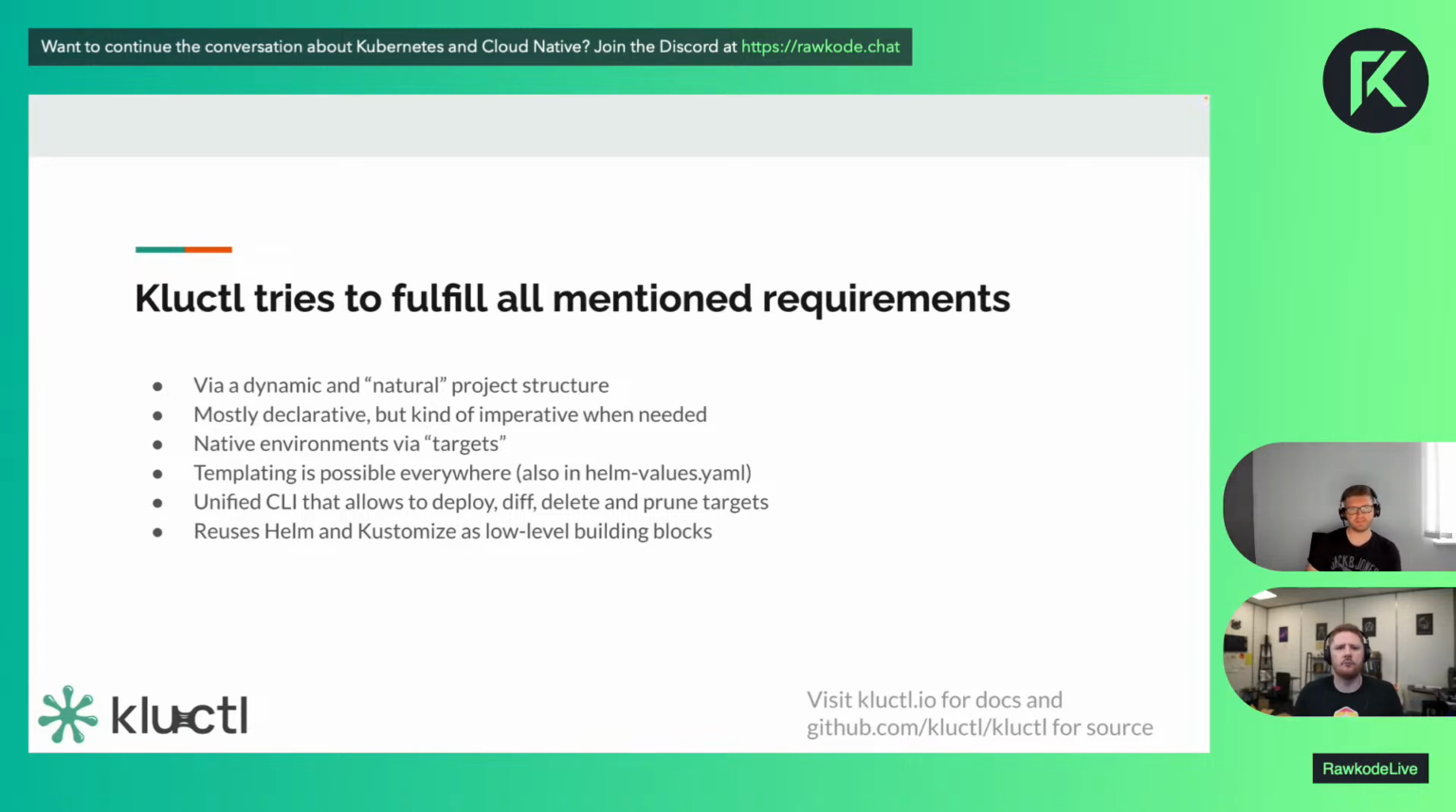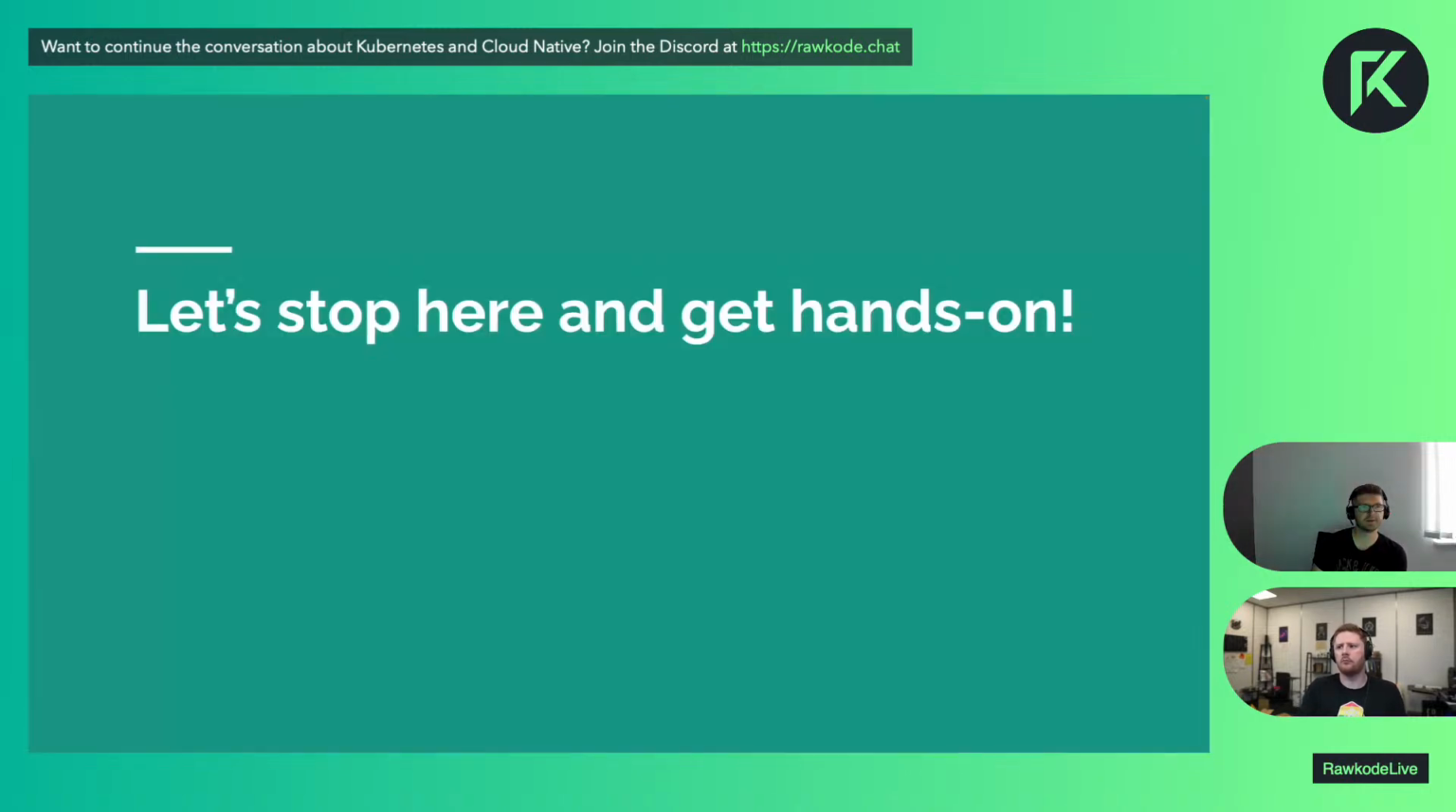It offers a unified CLI. That means whatever deployment you have at hand, you always use it the same way. You do a deploy for the target. So you call kluctl deploy -t and the target name. You do the same with diff, with delete, with prune, and so on. So if you know how to use Kluctl, you know how to deploy anything with it. I reuse Helm and Kustomize as much as possible, and Kustomize is the low-level building block. So the most low-level part is Kustomize and the resources that Kustomize is customizing.